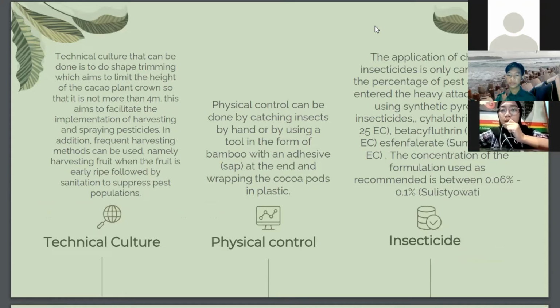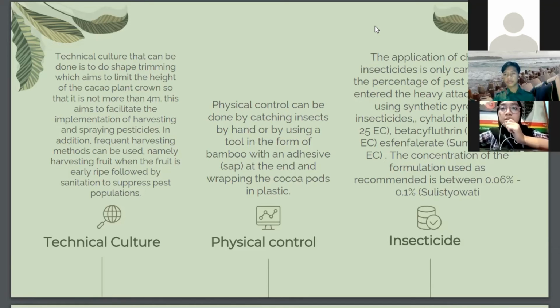And then for the IPM, there are technical culture, physical control, and insecticide. For the technical culture, what can be done is shape pruning, which aims to limit the height of the cacao plant crown so that it is not more than 4 meters. This aims to facilitate harvesting and spraying pesticides. In addition, frequent harvesting can be used, namely harvesting fruit when it is early ripe, followed by sanitation to suppress pest populations.